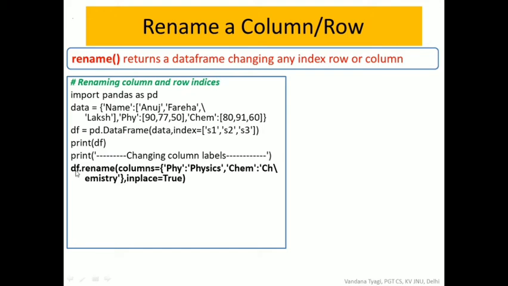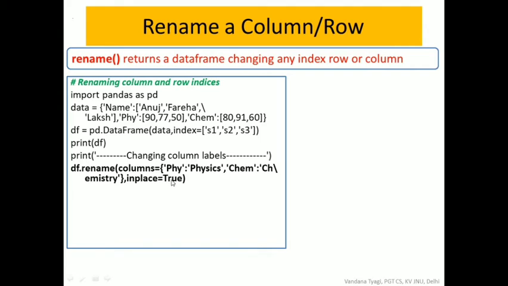So we simply write df.rename. Under this we pass a parameter columns equals, and with the help of a dictionary we change it. You write the previous name of the column label and the new name of the column label. And here you will see we have written inplace=True. Inplace=True means we are making the changes in place, in that data frame itself. So we are not storing the result inside a new data frame.